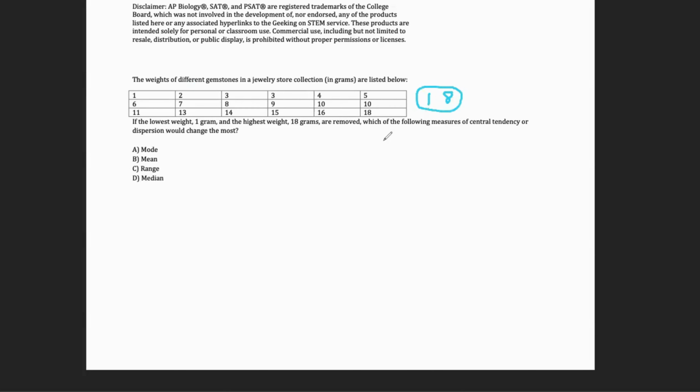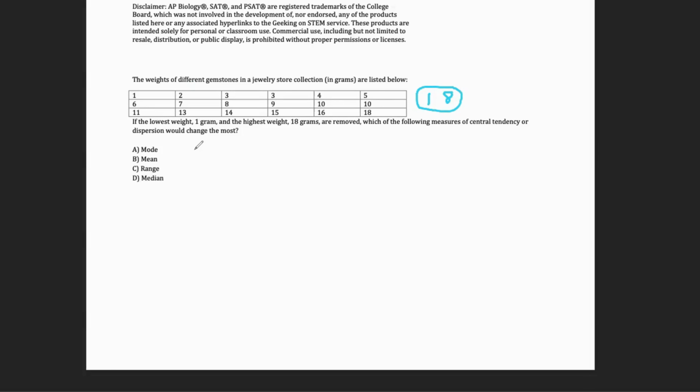They want you to compare mode, mean, range, and median based on the following question, which basically says if the lowest weight, 1 gram, and the highest weight, 18 grams, are now removed, they're asking you to figure out which measures of central tendency or dispersion would change the most.